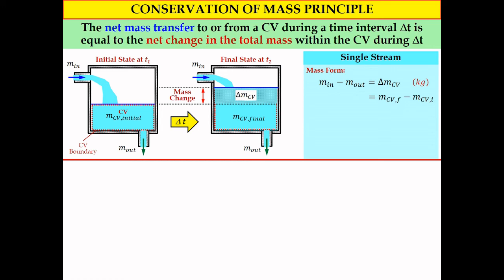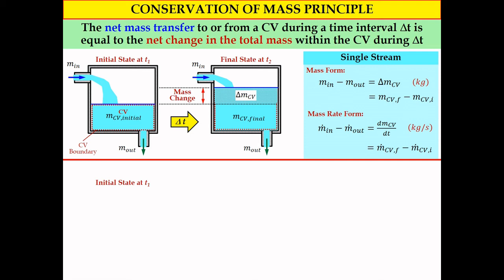We can also present the equation in the mass rate form, where m in dot minus m out dot equals dm_CV over dt, in kilogram per second, where dm_CV divided by dt equals m_CV dot for the final state minus m_CV dot for the initial state. Okay, so we have another example.